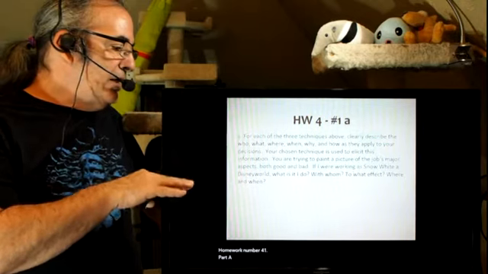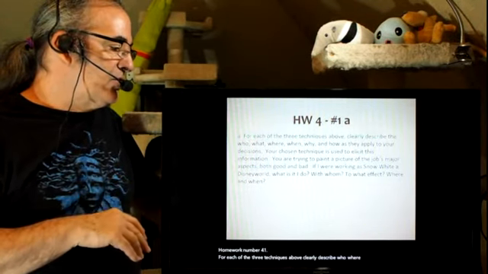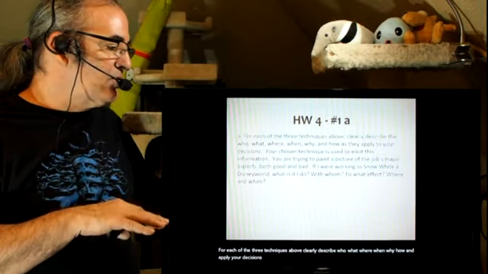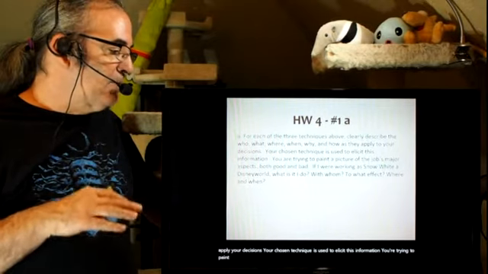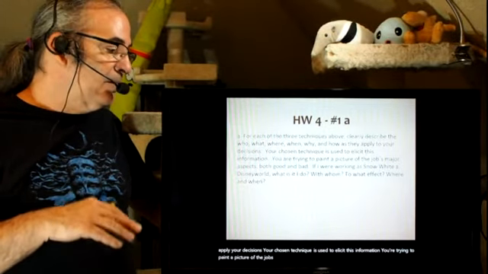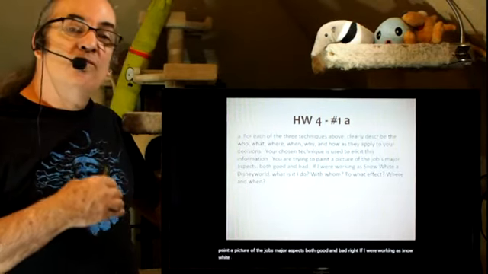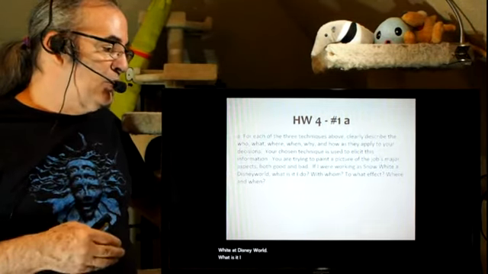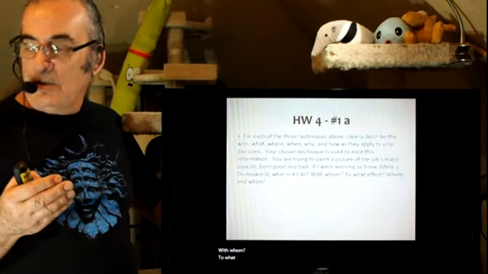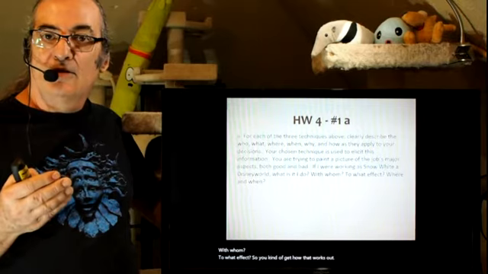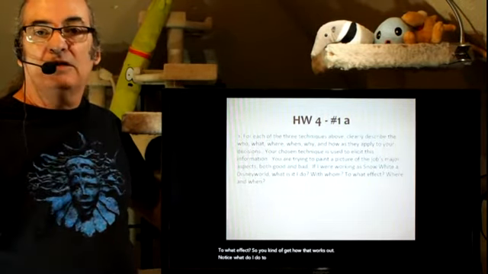For each of the 3 techniques above, clearly describe who, what, where, when, why, how, and apply your decisions. Your chosen technique is used to elicit this information. You're trying to paint a picture of the job's major aspects, both good and bad, right? If I were working as Snow White at Disney World, what is it I'd do, with whom, to what effect. So you kind of get how that works out? Notice, what do I do, to whom, and what is the ultimate result?